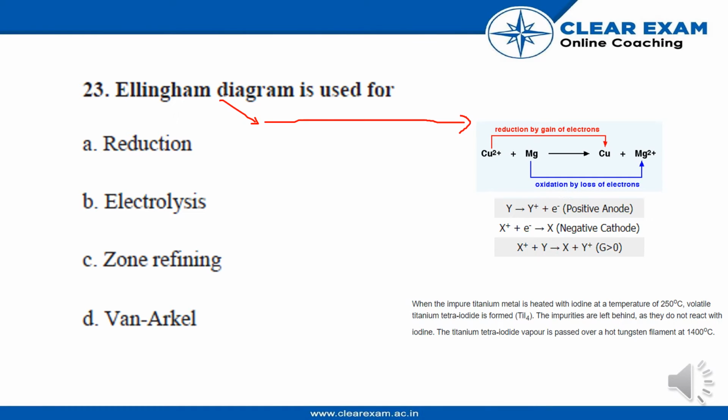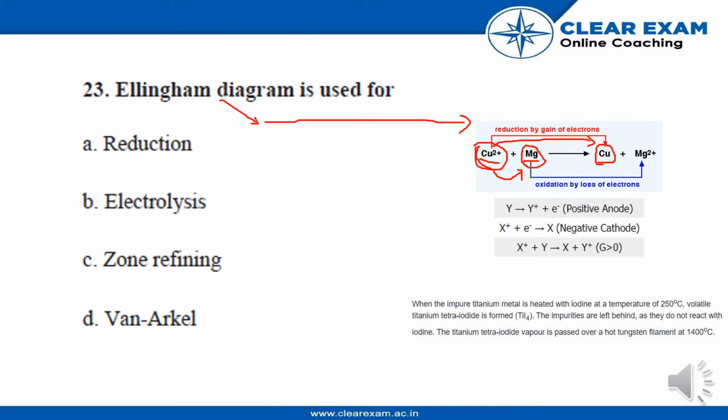Let's look at this equation. When we have this metal oxide, it is being reduced by another metal. Magnesium (Mg) is one metal and copper (Cu) is another, so the oxide is reduced by this other metal, and then we get this product. So an Ellingham diagram is the estimation of the temperature at which a particular metal oxide is reduced by another metal.